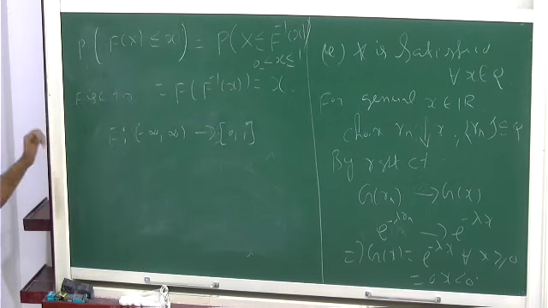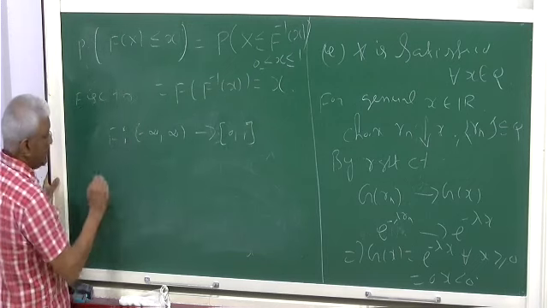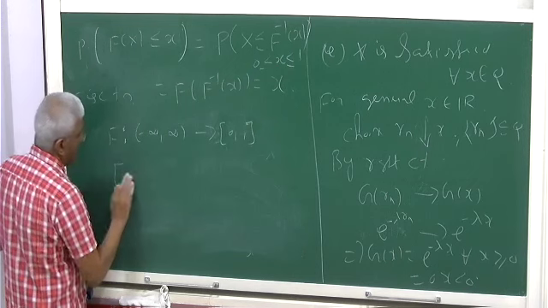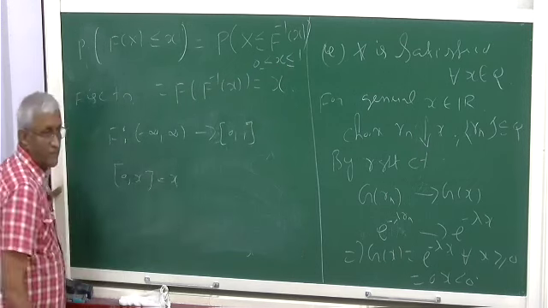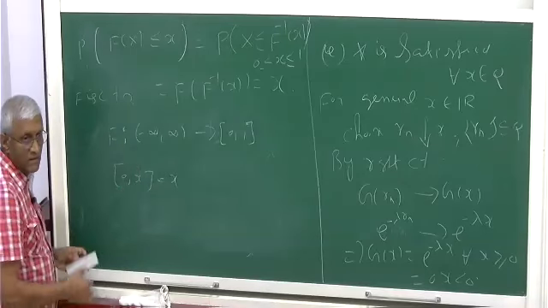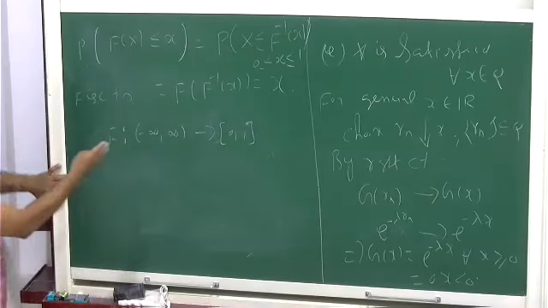So this is a uniform distribution. If something follows uniform, then between 0 and x the probability is x. That is what you have got. Any problem with this?